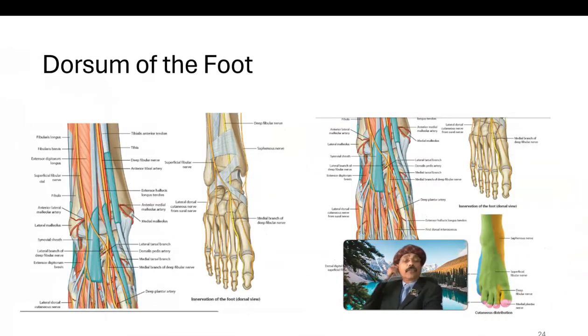So here is the dorsum of the foot. We have to identify the muscle tendons, particularly this is the tibialis anterior, extensor hallucis longus. Between them, what two structures? One is the anterior tibial artery, and another is the deep fibular nerve. Lateral to that, this is the extensor digitorum longus.